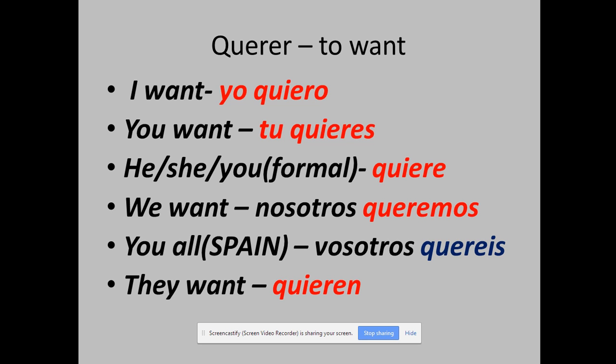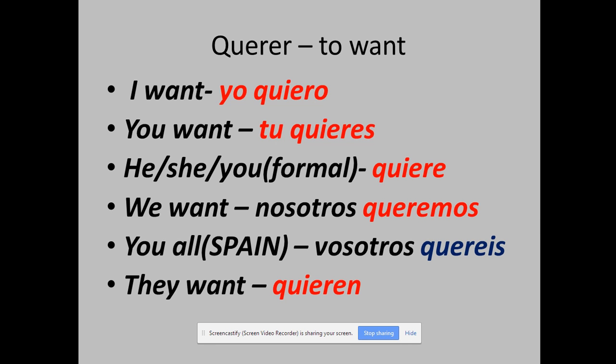So I want you to repeat after me. Are you ready? We're going to do the yo form first. Yo quiero. Tú quieres. Él quiere. It'll be the same one, so we're going to say ella quiere. And then usted quiere. All three of those use quiere, just like in the AR verbs.